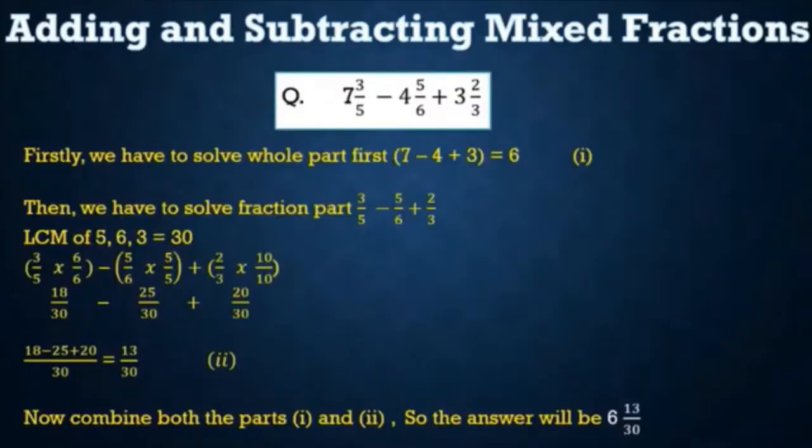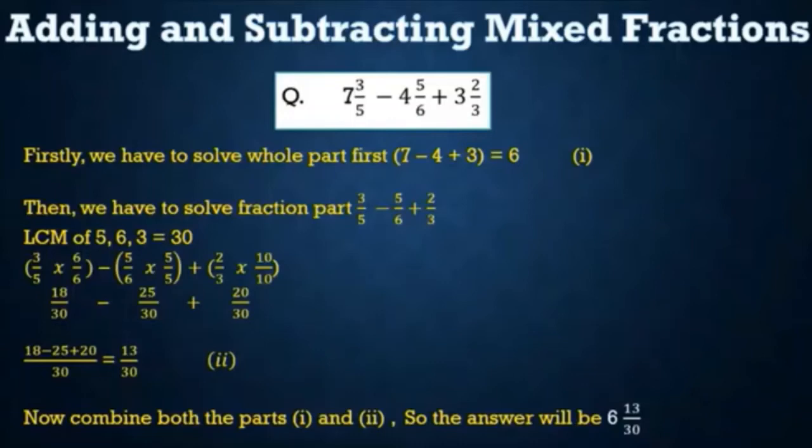Now let us learn how to add and subtract two mixed fractions. There are two ways to add and subtract mixed fractions. So this is the first way, and in the next slide we will learn about the next way. So the question is 7 3 by 5 minus 4 5 by 6 plus 3 2 by 3. Firstly we have to solve the whole part, which is 7 minus 4 is equal to 3, and 3 plus 3 is equal to 6. So in the end we'll put the whole part aside because we'll need it later.